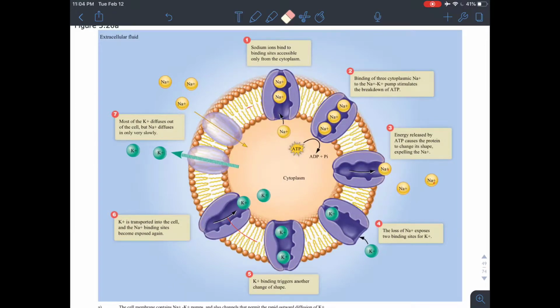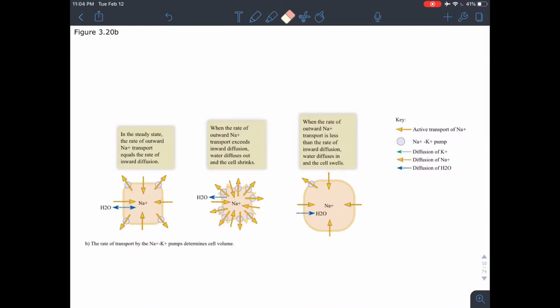Okay, so we left off talking about the sodium-potassium pump, and we went through this diagram and explained how this worked. And again, I reminded you and urged you that you need to know the steps of this very, very well. And remember that mnemonic, water follows salt. So let's move on in lecture.